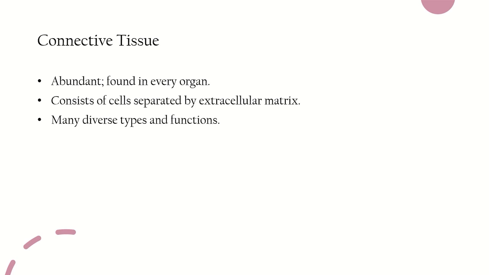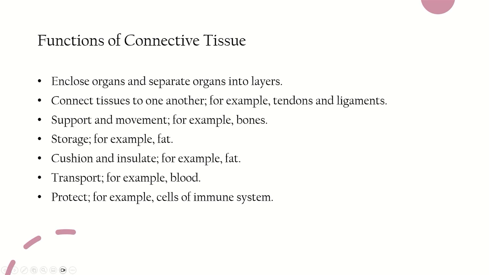They are very diverse in their functions and types. Functions here: they enclose organs, like your fasciae, and they separate organs into different layers. They can connect other tissues to one another, like tendons and ligaments. Movement, your bones. Storage, as in fat. Insulation and cushioning is fat, for example, again. Transport, your blood. Look, it's a connective tissue. It connects your body to oxygen, you can think about it that way. And protection, immune cells.